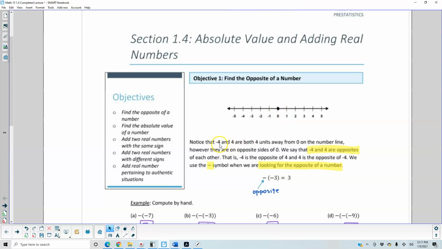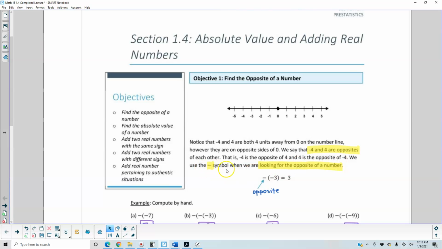It says, notice that -4 and 4 are both 4 units away from 0 on the number line. However, they are on opposite sides of 0. We say that -4 and 4 are opposites of each other. That is, -4 is the opposite of 4, and 4 is the opposite of -4.